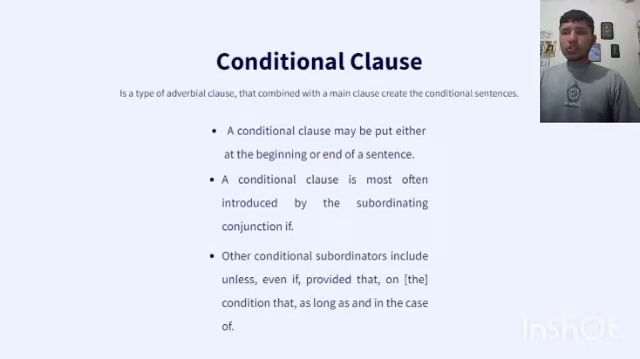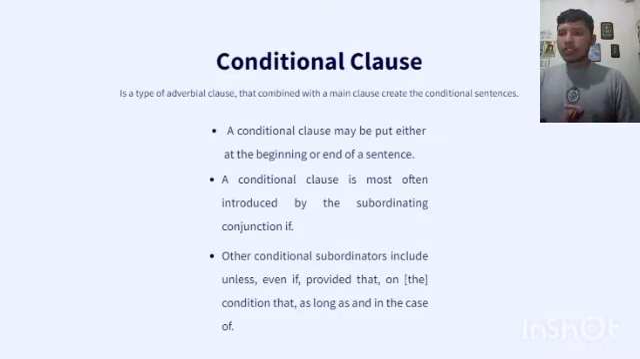But first, talking about the conditional clause, it is a type of adverbial clause that combines with a main clause to create the conditional sentence. So this is what I was saying: a conditional clause plus a main clause makes a conditional sentence, because the condition by itself doesn't tell us much information. But when you add the main clause, that is when you create a compound sentence. A conditional clause may be put either at the beginning or end of a sentence.